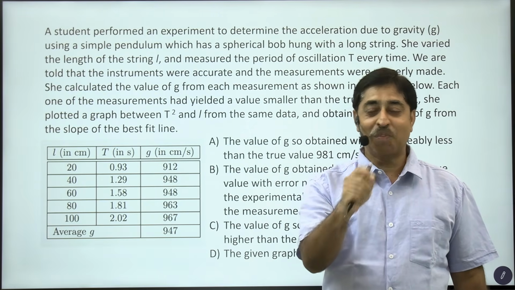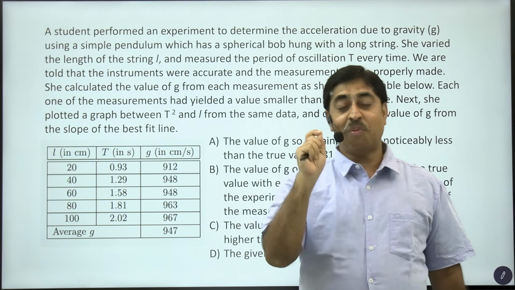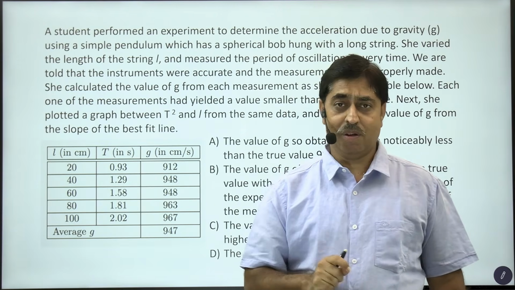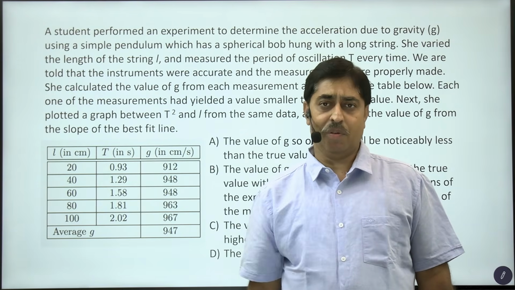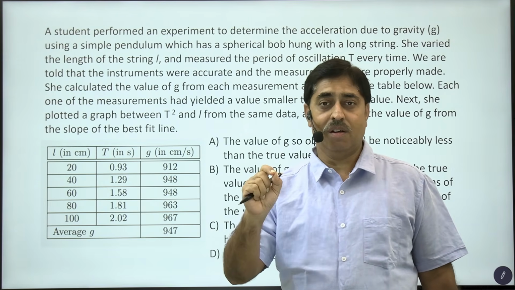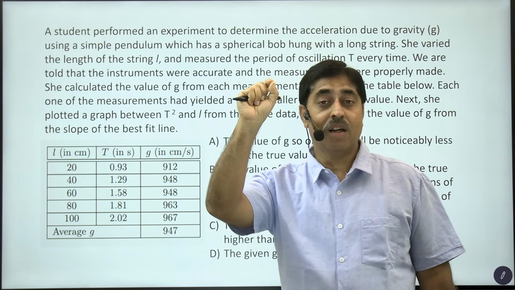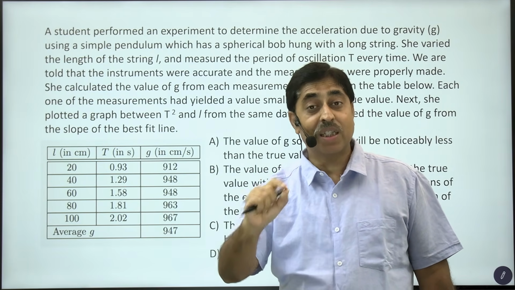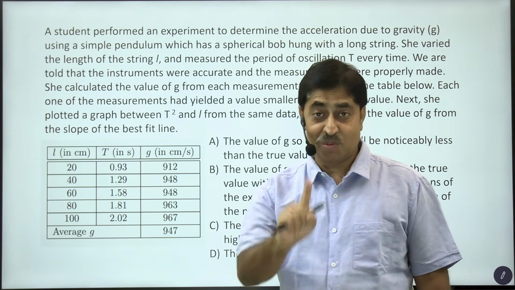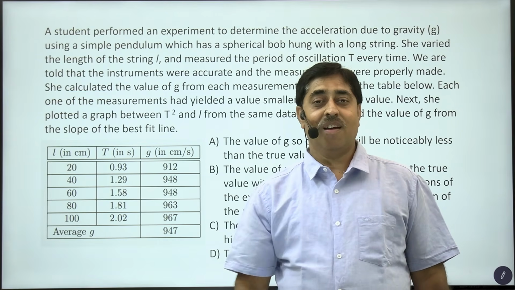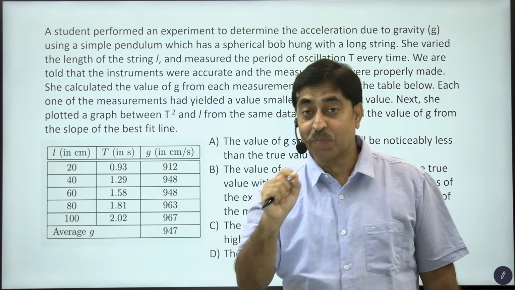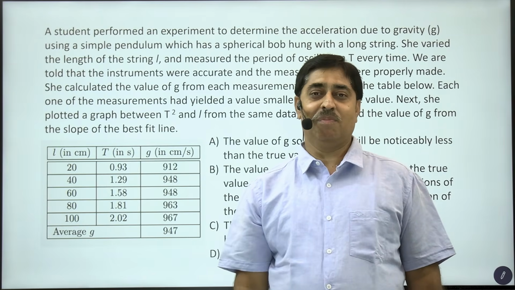When you measure small g using the formula of time period of simple pendulum, the length of the pendulum is nothing but length of the string plus radius of the bob. Do you remember that? It is the distance between point of suspension and center of mass of the bob.